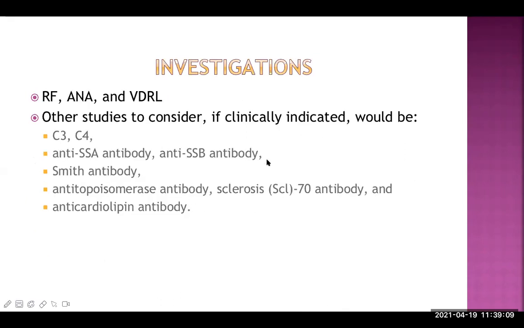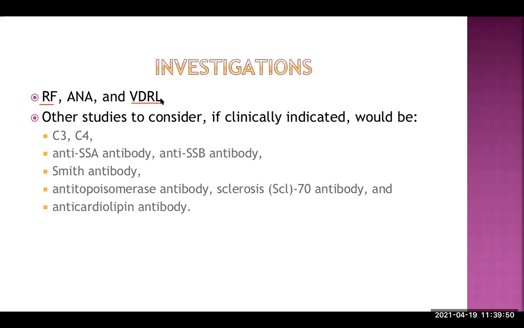Now, what are the other important types of tests? See here. A lot of MCQ questions can be asked from these slides, so please pay attention. This is rheumatoid factor, ANA, and VDRL. We already talked about ANA. So rheumatoid factor and VDRL can be done here. Now this VDRL is done for syphilis. RPR and VDRL are done for syphilis, and these are very non-specific treponemal antibody tests. So they may be present in other situations. Connective tissue disorder is one of them. So that's why they may be done here also.